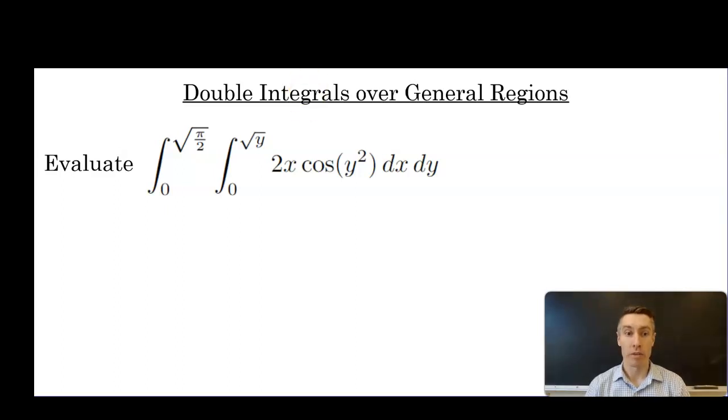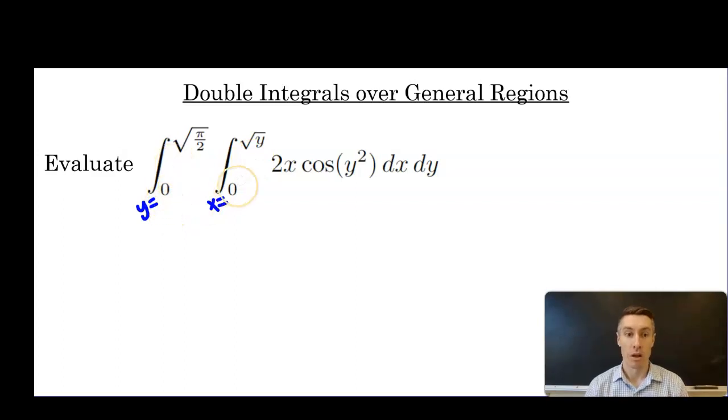So we have our order of integration, dx and then dy. The inner bounds of integration, as a reminder, are the x bounds. The outer bounds are the y bounds. So x goes from 0 to the square root of y, and y goes from 0 to the square root of pi over 2.